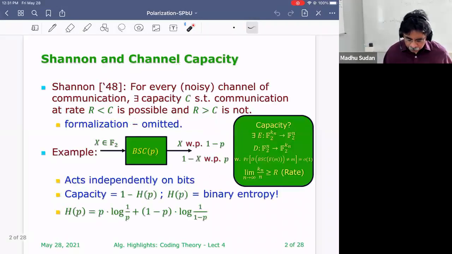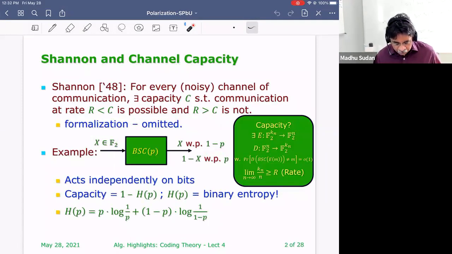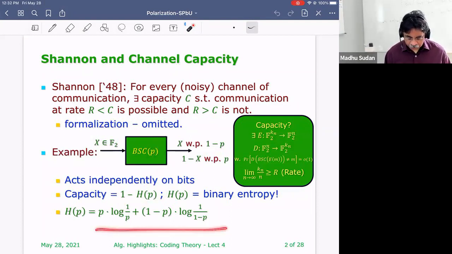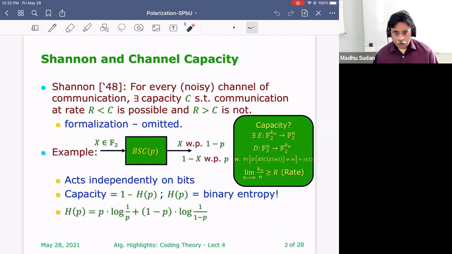All right. So recall that we defined this notion of a binary symmetric channel, which flips bits with probability p and keeps them with probability 1 minus p. We defined the capacity of a channel, and we told you that the capacity of the binary symmetric channel with parameter p is 1 minus the binary entropy of p, where the binary entropy of p is defined as follows. All logarithms are to base 2.